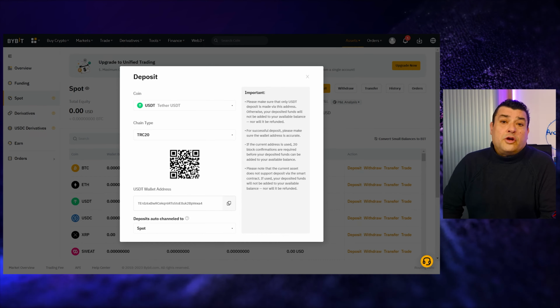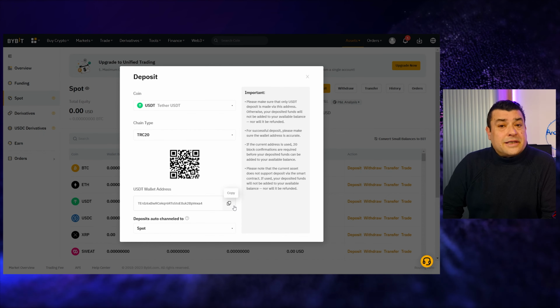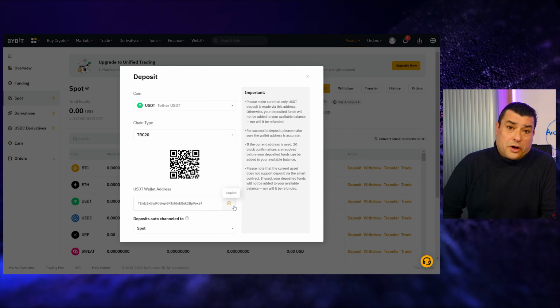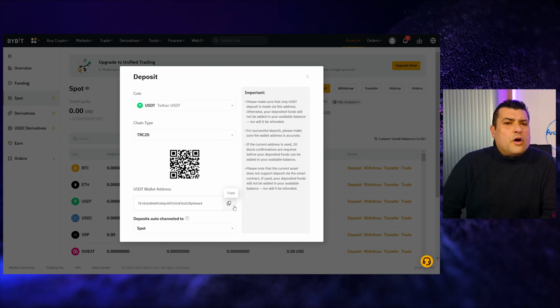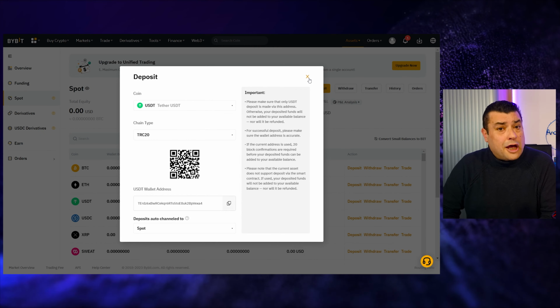To make sure you don't risk losing your funds, it's important to copy the address accurately when sending your crypto. If you are feeling a bit nervous, it's always a good idea to send a smaller test amount first, before sending a larger amount.